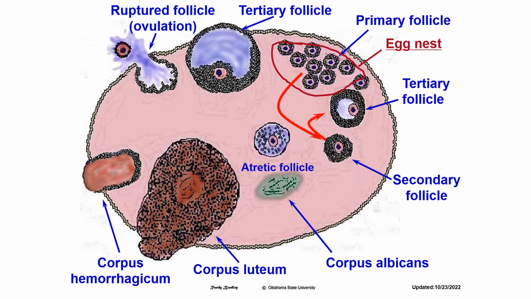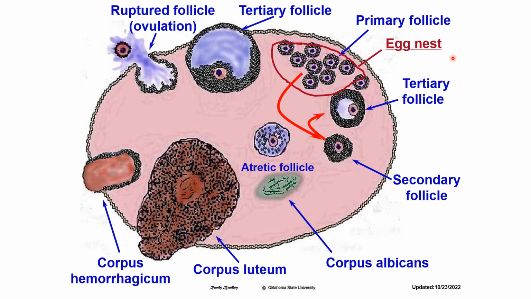This diagram shows a cross-section of the ovary showing the different developmental stages of the follicle, as well as the different developmental stages of the ovulated follicle, represented here by the corpus hemorrhagicum, CL, and the corpus albicans. So what are the different gametogenic structures that can be found in the surface or in the cortex of the ovary? So of course we have here the follicles.